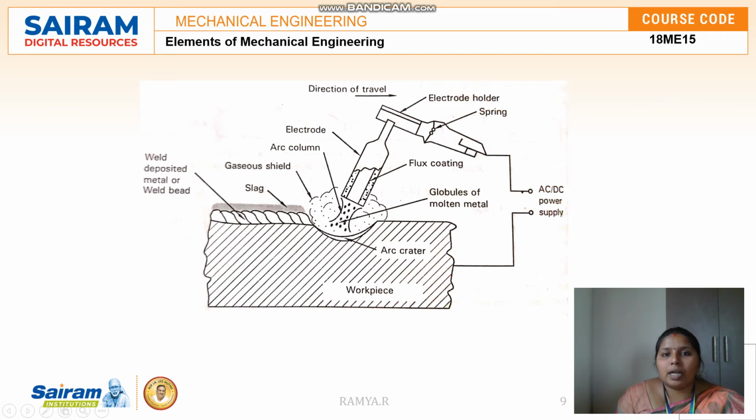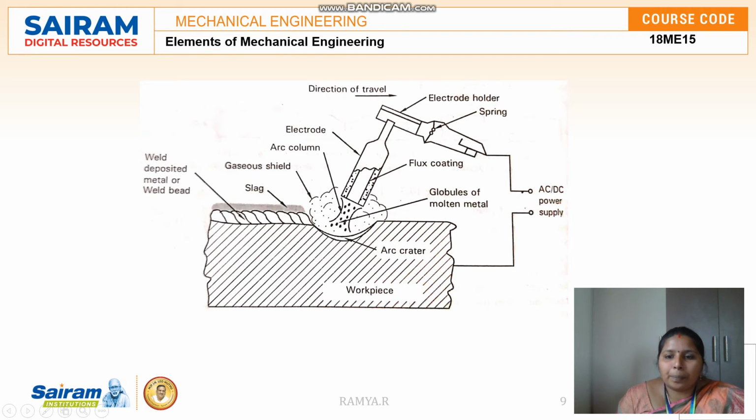Here you can see one end is connected to an electrode holder, the other one is connected to the workpiece. In an electrode holder there is an electrode along with the gaseous shield. Why do we need a gaseous shield? If there is any dirt or anything on the surface, in order to prevent a chemical reaction from taking place, we are giving some gaseous shield. There is also a flux coating and granules.